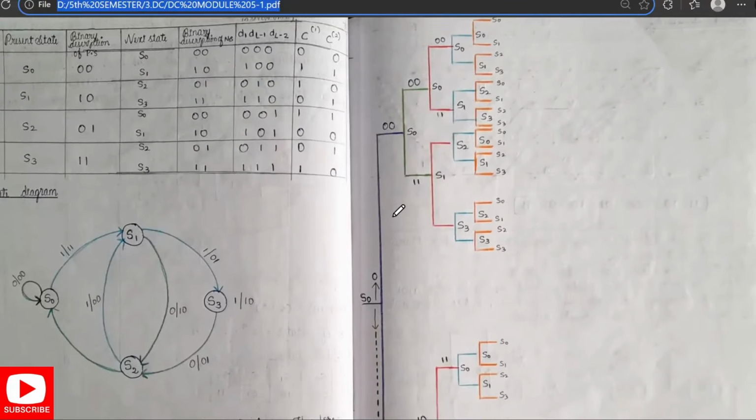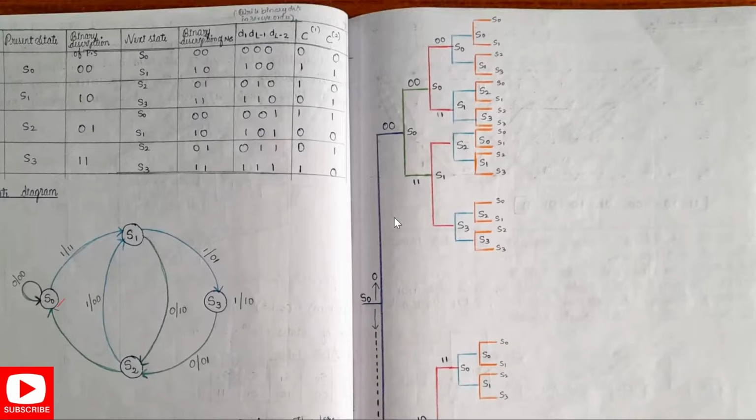Here you can observe the present states S0, S1, S2 and S3. Write them down in circles like this. Next, observe the input part and the output part. Where is 0 mapped to? 0 is mapped to 0, 0 in S0, so S0 is self-mapped like this.